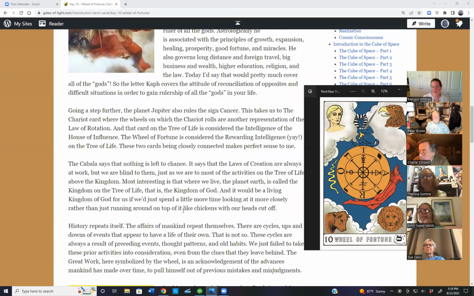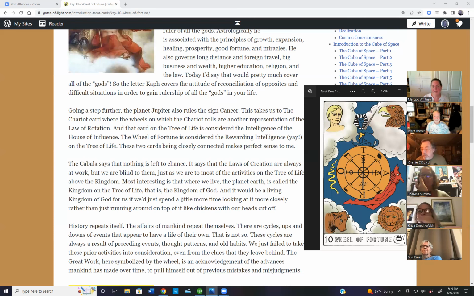Going a step further, the planet Jupiter also rules the sign Cancer. This takes us to the Chariot card, where the wheels on which the chariot rolls are another representation of the law of rotation. And that card on the Tree of Life is considered the intelligence of the house of influence. The Wheel of Fortune is considered the rewarding intelligence on the Tree of Life. I'm looking for all the rewards I can come up with. These two cards being closely connected makes perfect sense to me.